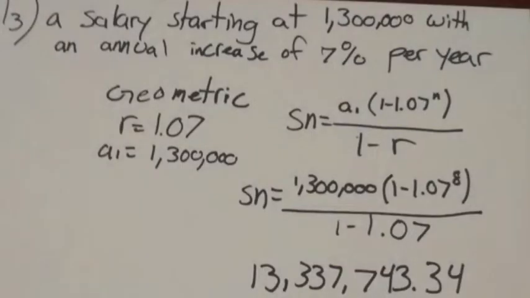For salary number 3, it started at 1,300,000 with an annual increase of 7% per year. We also use the geometric formula for this one too. r equals 1.07 and a_1 equaled 1,300,000. After setting up the equation, it was S_n equals 1,300,000 times 1 minus 1.07^n divided by 1 minus 1.07. After figuring out that, it was 13,337,704.34.